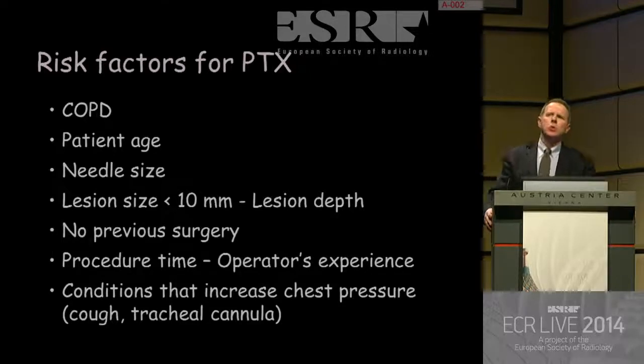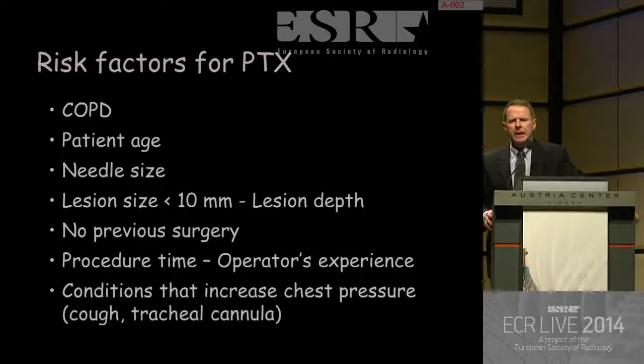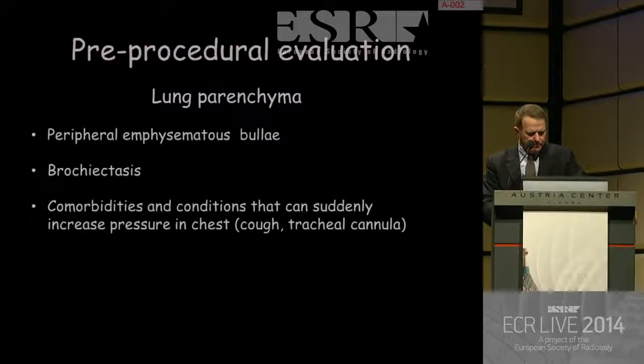When you go into a CT room and you see that your residents are still doing the procedure and they are at the 29th or 32 series, so they didn't reach the nodule in 32 scans, something is going on. And then conditions that suddenly increase the chest pressure. Patient coughing and patient has a tracheal cannula.